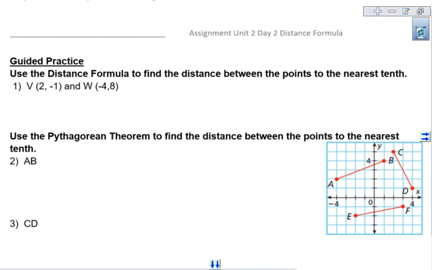Now for our guided practice for the distance formula. So, distance formula, remember, again, distance equals the square root of (x2 minus x1) in parentheses squared plus (y2 minus y1) in parentheses squared. So if you need to label your x's and your y's, go ahead and do so.